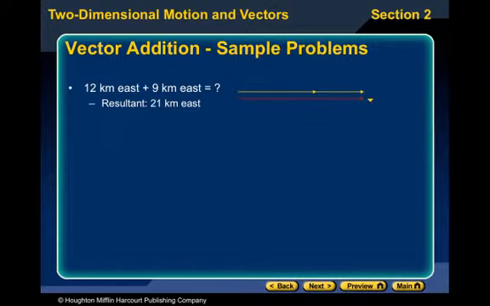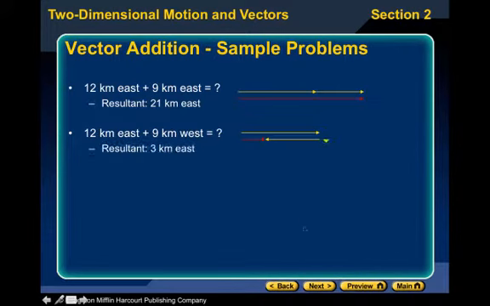Okay, 12 kilometers east plus 9 kilometers east. We would get a resultant of 21 kilometers east. That's pretty simple. If you have 12 kilometers east and 9 kilometers west, your resultant is 3 kilometers east. Pretty basic. Now we're going to get to angles.